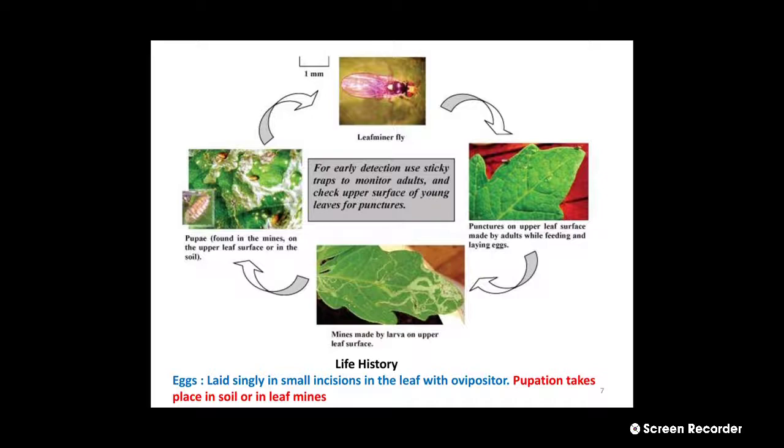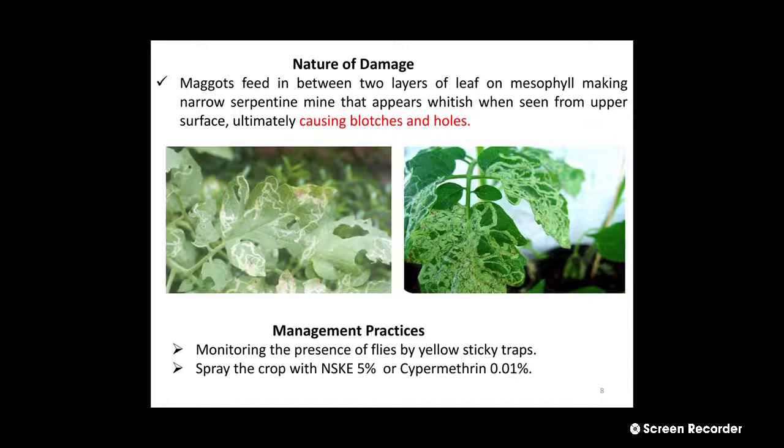Then next point is nature of damage or damaging symptoms. The damaging stage is maggots. The maggots feed in between the two layers of the leaf on the mesophyll, making a narrow serpentine mine that appears whitish when seen from the upper surface, and ultimately causing blotches and holes on the leaves. In photos we can see the damaging symptoms on the leaves, or the different mines on the leaves.